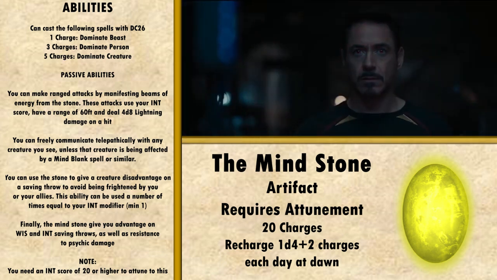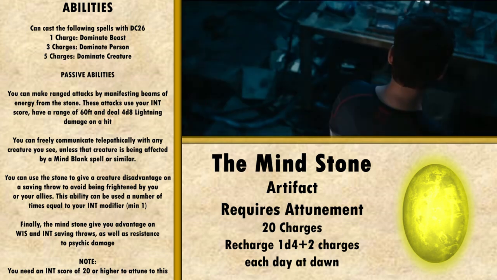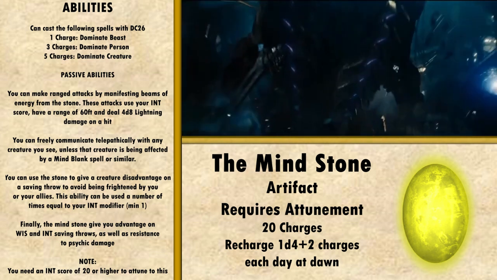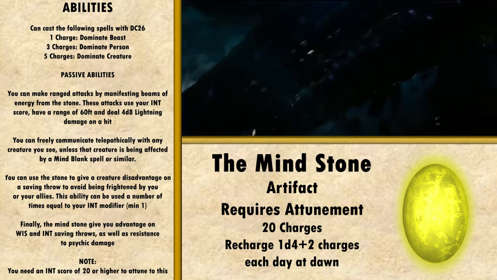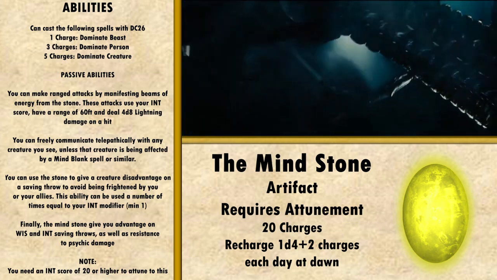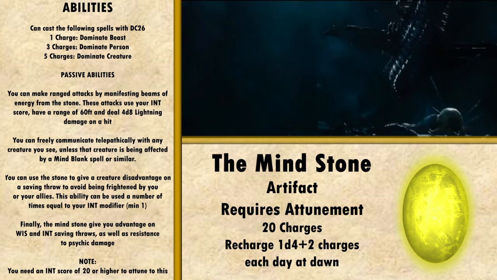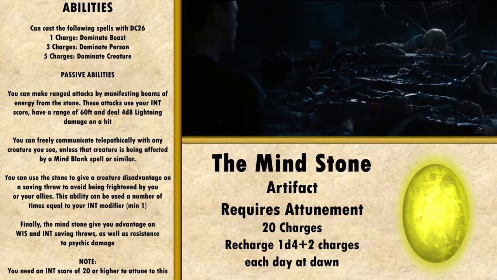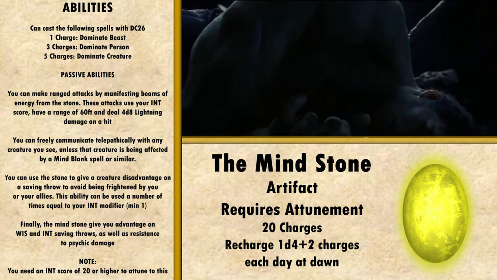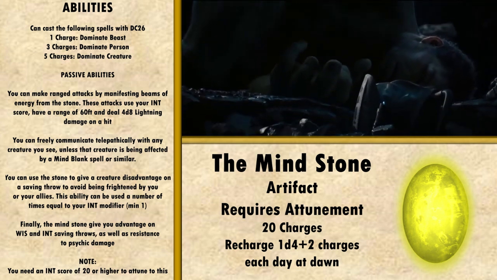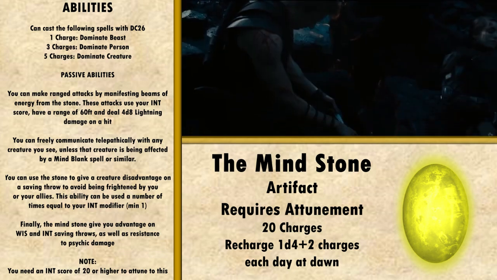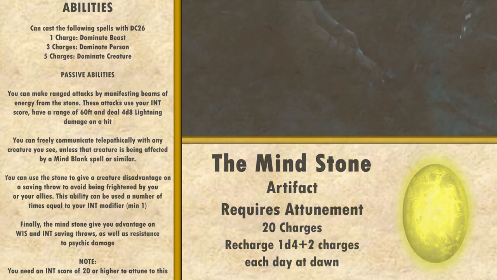The third ability the Mind Stone gives you is the ability to give a creature disadvantage on a saving throw against being frightened by you or your allies. This ability can be used a number of times equal to your intelligence modifier, a minimum of 1. Finally, the Mind Stone gives you advantage on wisdom and intelligence saving throws, as well as resistance to all psychic damage. In order to attune to the Mind Stone, you require an intelligence score of 20 or higher.